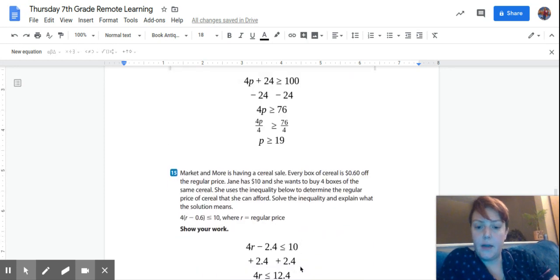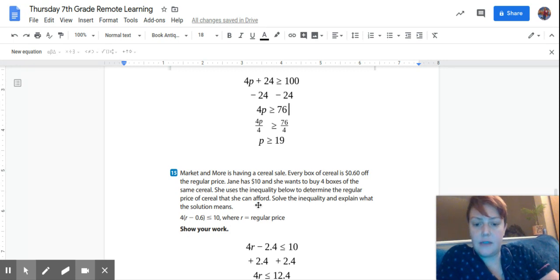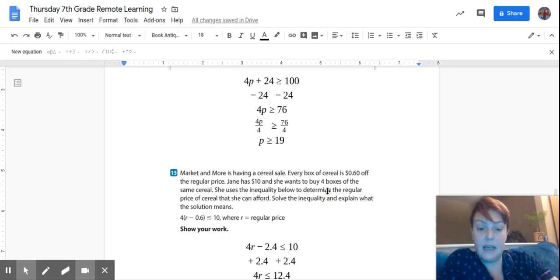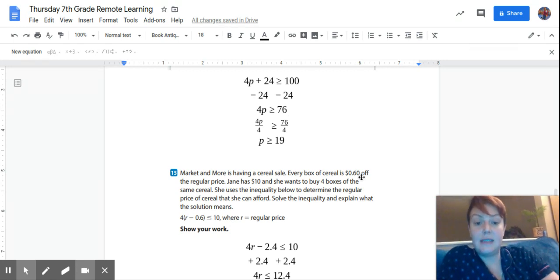All right, Market and More is having a cereal sale. Jane is using this inequality here to determine the regular price of cereal that she can afford. She has $10. She wants 4 boxes of the same cereal, and she gets 60 cents off of each box. And so the regular price minus 60 cents times 4 boxes needs to be less than or equal to $10, which is what she has.